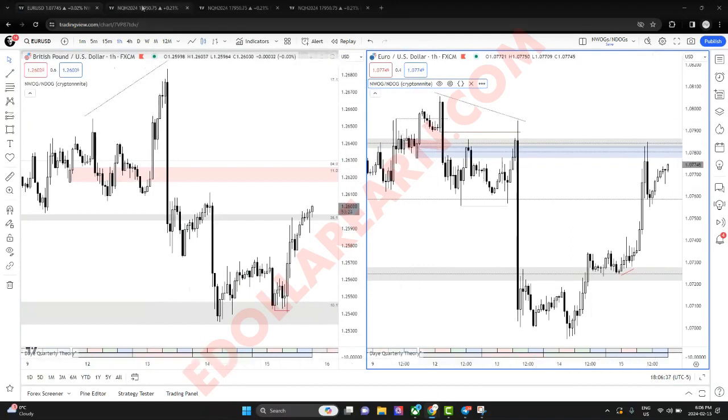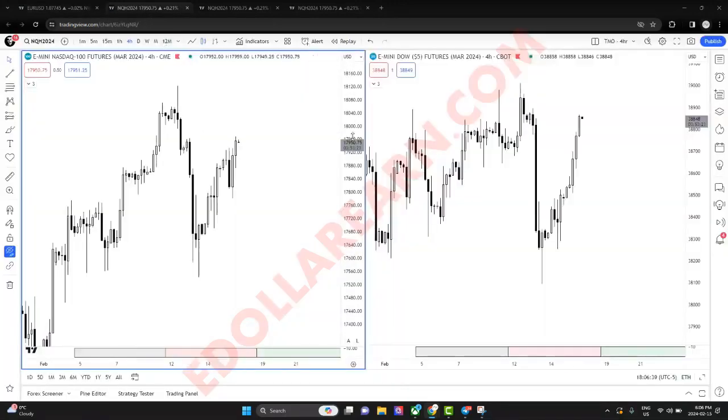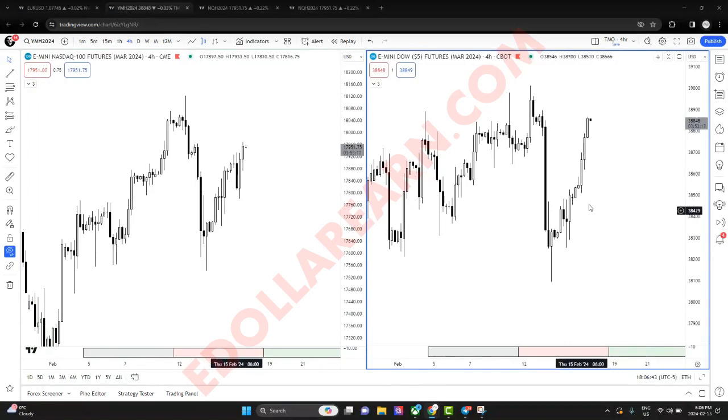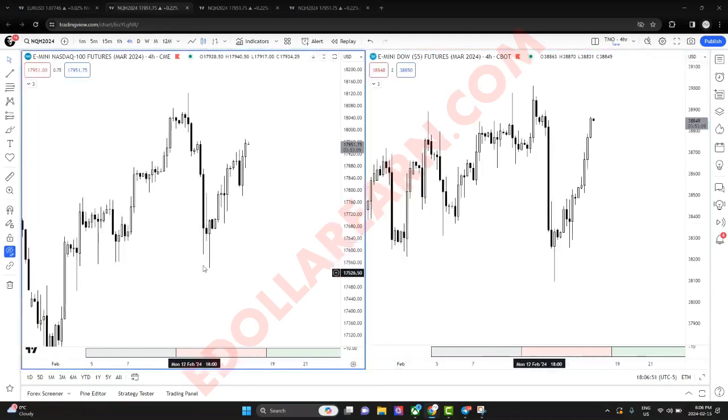And now we'll introduce a new concept, right? This is the hidden sequential SMT, right? By just looking at this raw chart, you guys can see that we had SMT between these lows here, right? And these lows here in regards to the Dow.